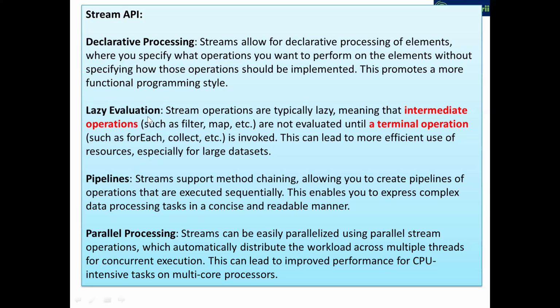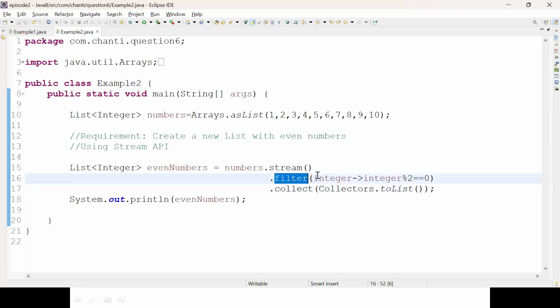Now, can you see lazy evaluation? Lazy evaluation is nothing but, if you see in the previous example, what is filter doing? Filter performs some operation on each element, right? And it's an intermediate operation. So filter will do this operation and will not store the final result anywhere until you call collect. Only if you call collect will the final response be prepared. So we can say filter is a kind of lazy operation.